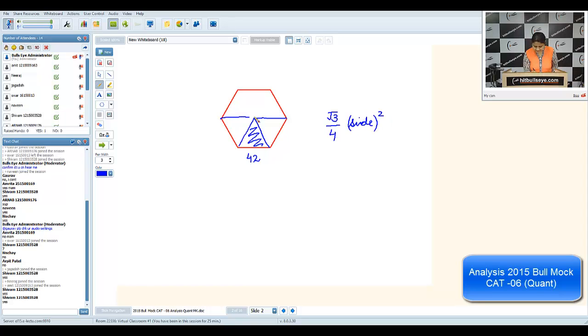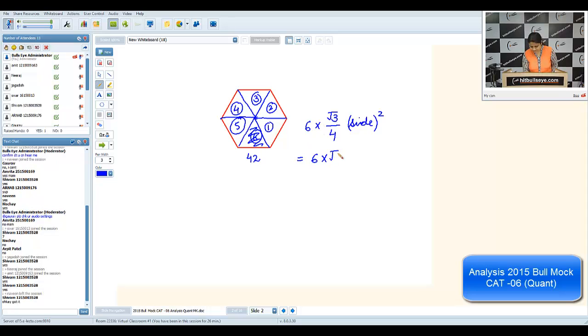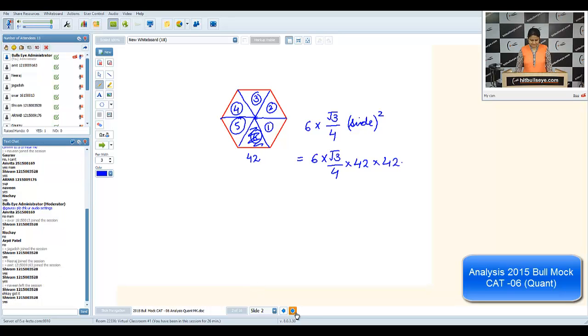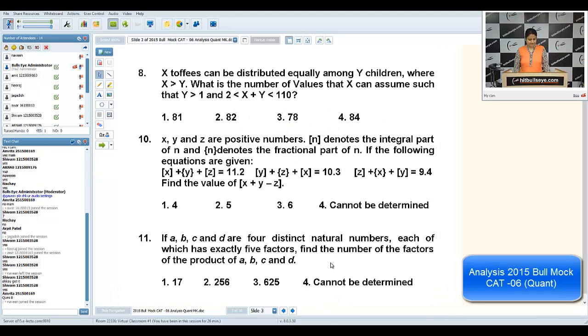Since we will get 6 such triangles, that's why I am multiplying this by 6. That's why the total area of the hexagon will be 6 into root 3 by 4 into 42 square. And this is the answer. Is it okay? If you have solved question number 5, 6 will be easier. Okay, now come to the next question. Yeah, question number 8, 10 and 11.